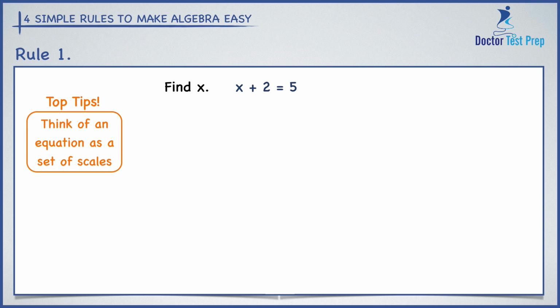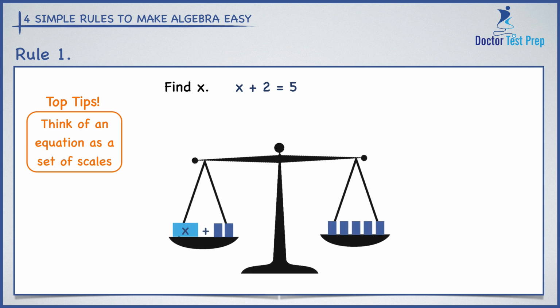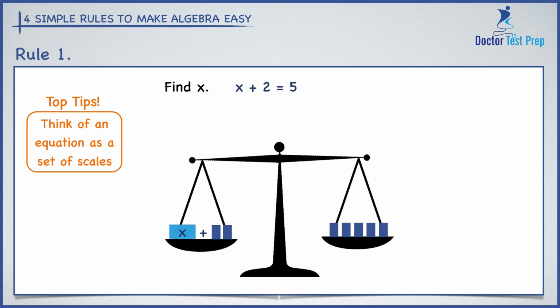So here's a top tip. Think of an equation as a set of scales. Now I'm going to draw a set of scales underneath there, and we'll illustrate what's going on. The equal sign, I always think of that as the balance point of the equation. So it separates the left-hand side from the right-hand side. And in our equation here, we've got x plus 2 on the left and 5 on the right.